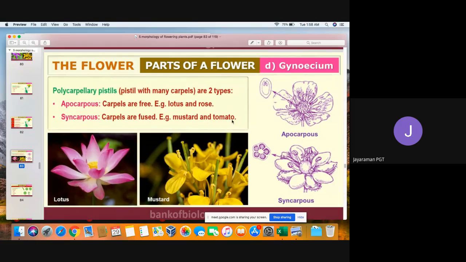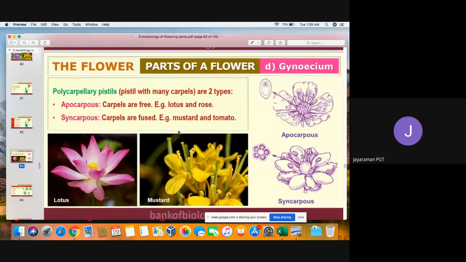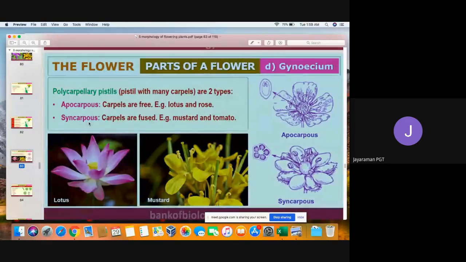In most flowers you can find the ovary, but inside many chambers will be there. Like if you cut a lemon, many chambers will be there. Lady's finger, if you cut, many chambers will be there. Each chamber represents a part of the carpel. The carpels are fused in the ovary. That is called syncarpous. Mostly syncarpous: mustard, tomato. Apocarpous are very few, like lotus, rose, where carpels are free. In case of syncarpous, it is a fused carpel.